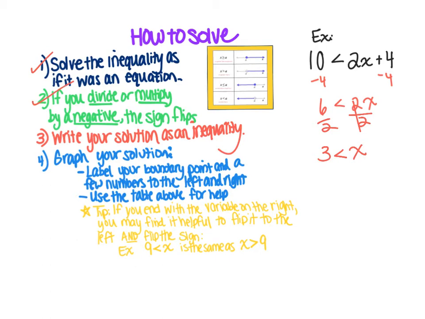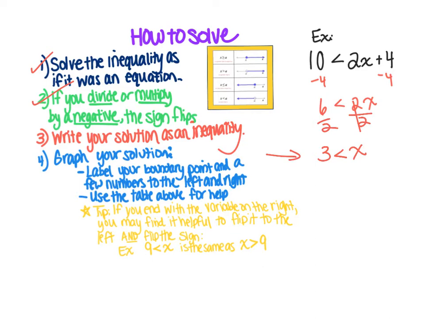Then it says write your solution as an inequality. And we have that right here, right? This says 3 is less than x. And then graph your solution. So label your boundary point and a few numbers to the left and right. I'm going to do that here in just a second.